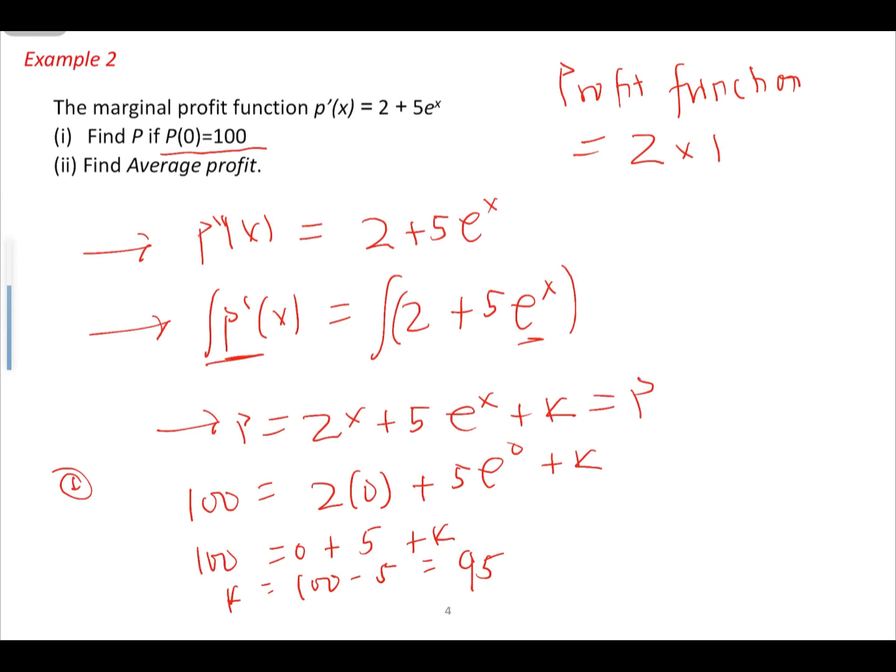So now I have my k as 95, therefore my P, which is my profit function, is equal to 2x plus 5 e^x plus 95. That's P. So the second one is the average profit.